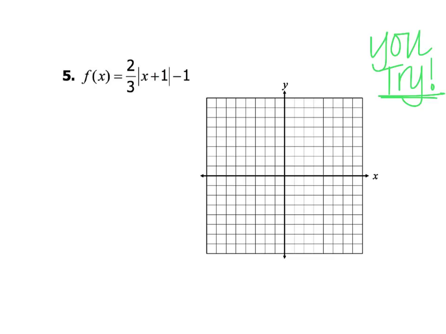I want you guys to try to graph number 5 using vertex form. So identify the vertex and then graph it on the graph. Remember, you have an a, so your slope is going to be different. It's not going to be the same as our parent absolute value function. So go ahead and give this one a shot. When you come back, I'll have the answer written on your screen and we'll go through it together. So go ahead and pause your video now.